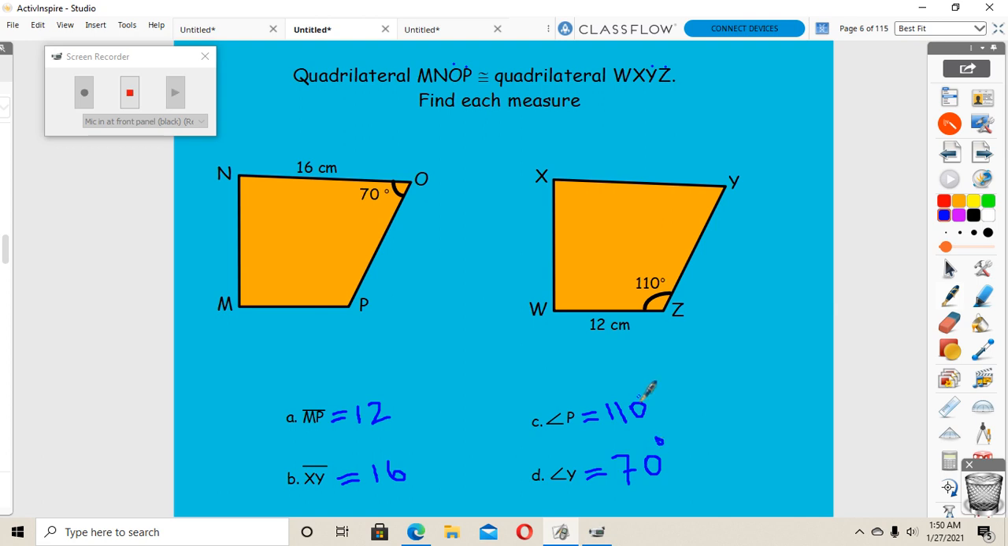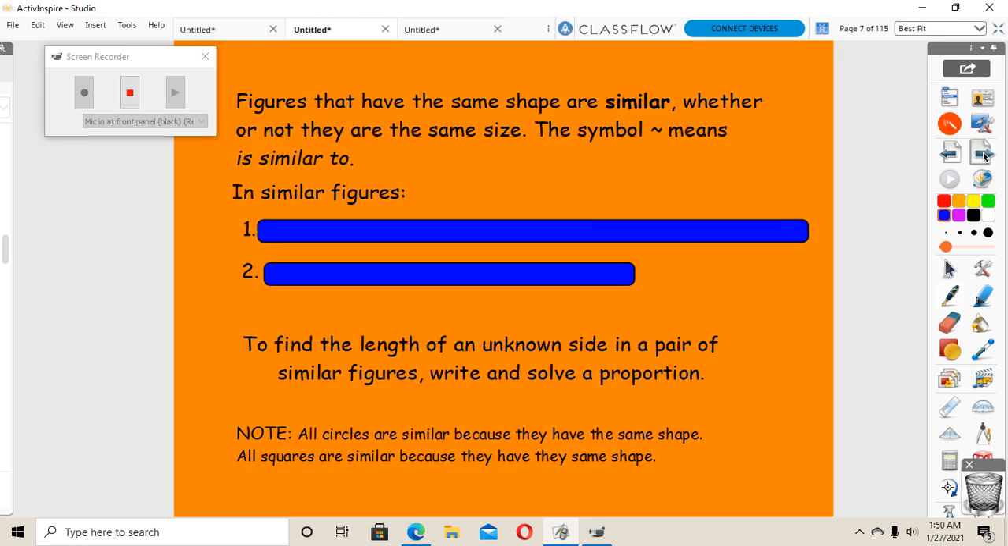The degree sign over here. Okay, then we have the similar figures. The difference between similar and congruent is here: in congruent, figures are exactly the same, but in similar figures they are in ratio, in proportions. The sign of the similar figure is this one.